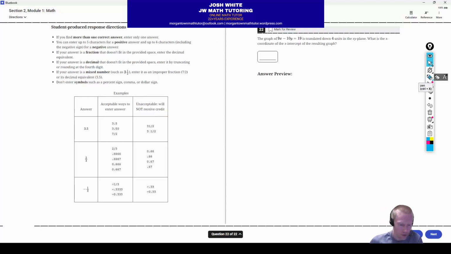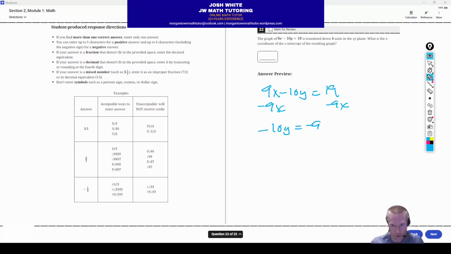Now, question 22. Here you have a problem that can be done multiple ways. One way you could do this, they're given this equation of this line. It's in standard form, which is kind of annoying, but you can rearrange it. And it's translated down 4 units. They want to know the x-coordinate of the x-intercept of the resulting graph. So, first approach would be to get this in slope-intercept form.